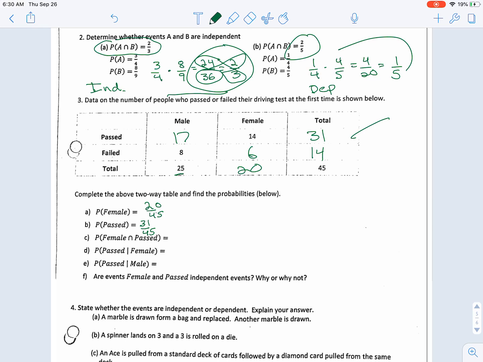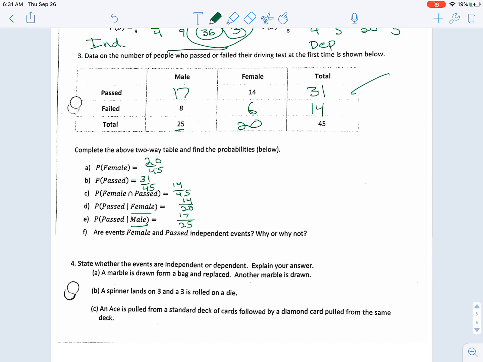Female and passed is 14 out of 45. Passed given female: denominator, how many females are there? 20. How many females passed? 14. Passed given male, so male is the denominator, and males that passed is 17.